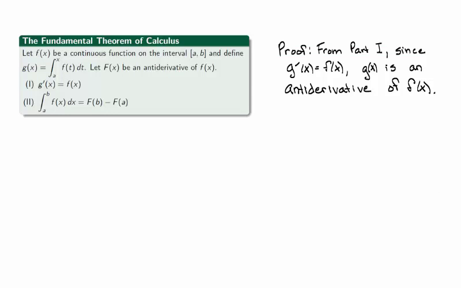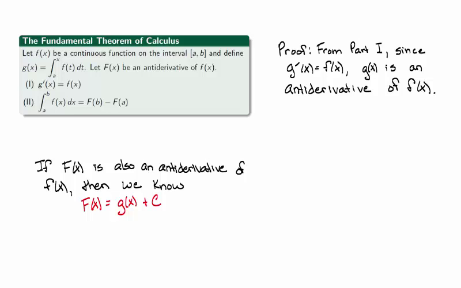From Part 1, since g prime of x equals f of x, g of x is an antiderivative of f of x. If big F is also an antiderivative of little f, then we know we can write big F as g plus a constant c. Taking x equal to a in the formula for g, we see that g of a equals 0.